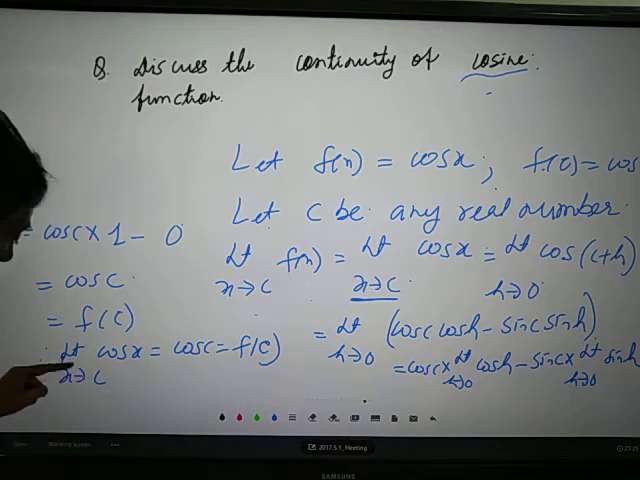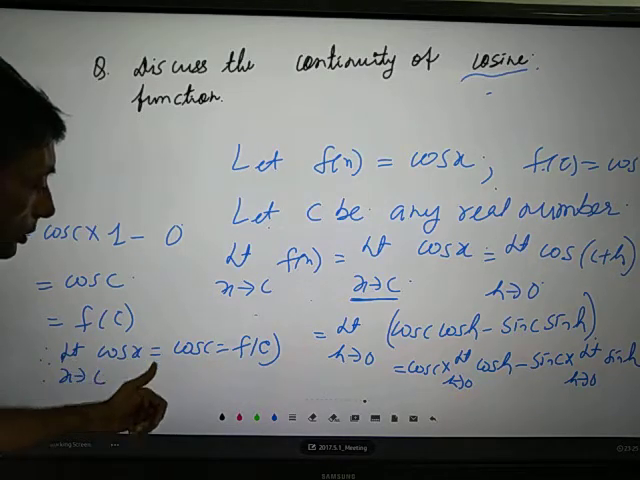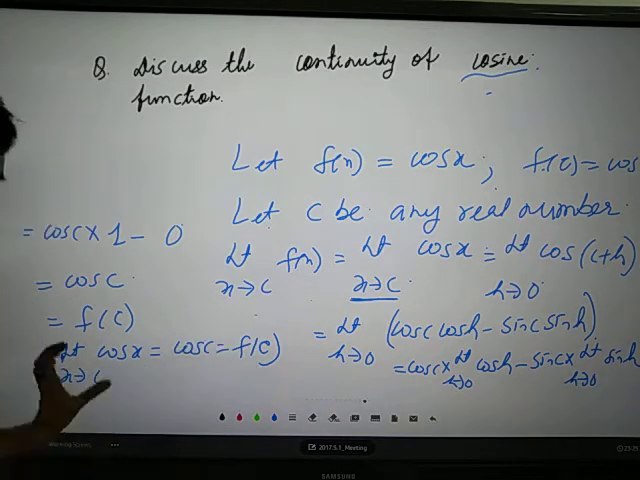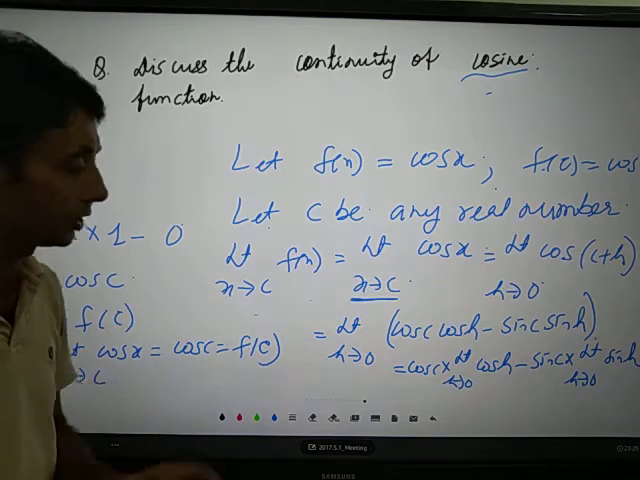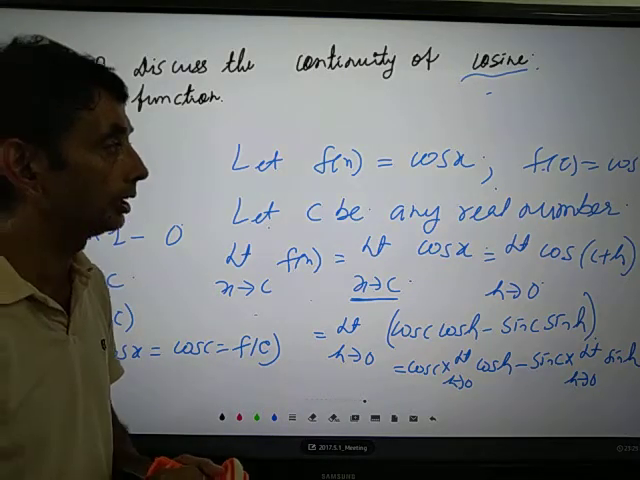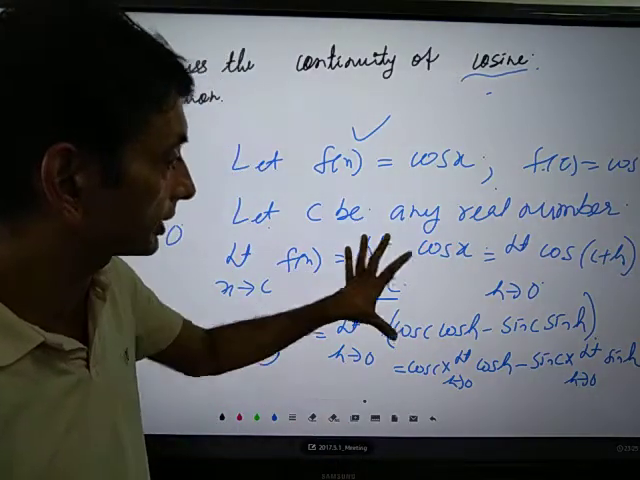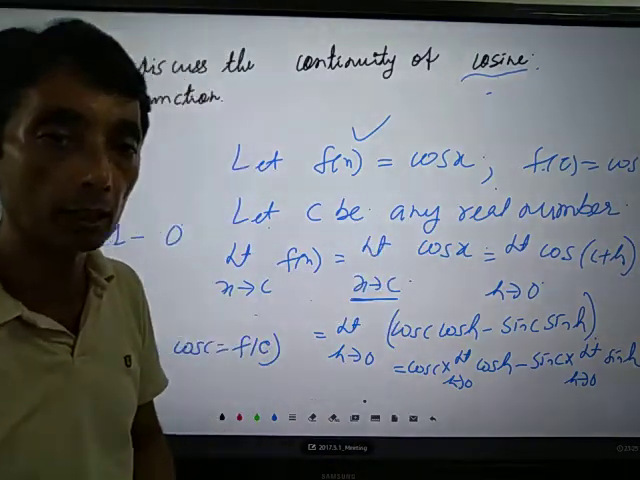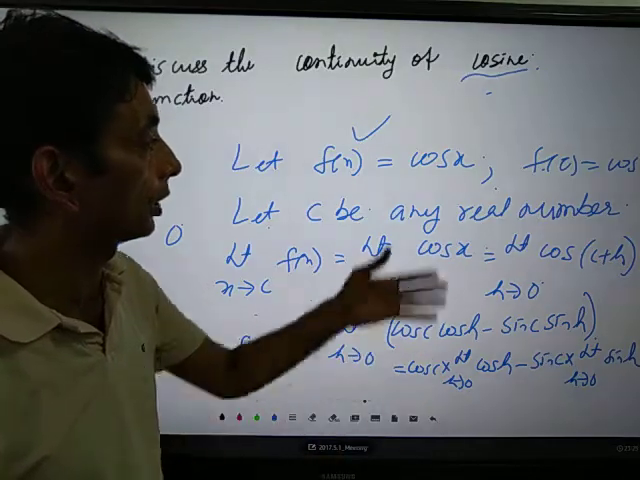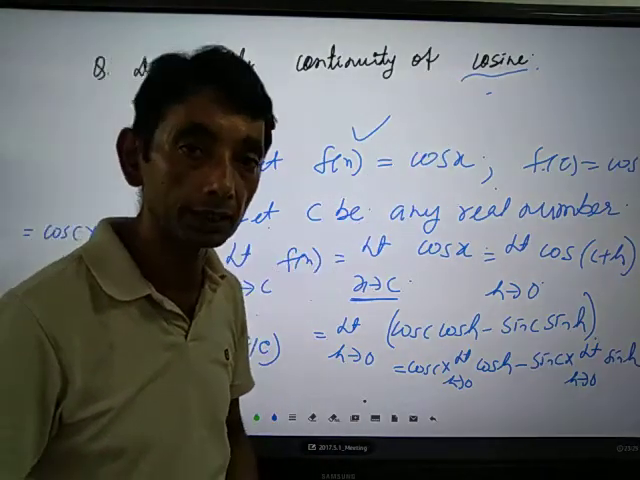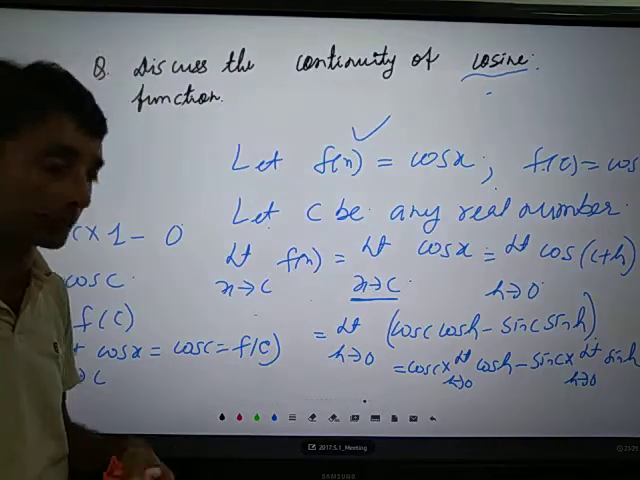So limit x approaches c, cos x is equal to f of c. That means the left limit, right limit, and functional value are all equal. Therefore, this cosine function cos x is a continuous function. This is a mathematical proof that the cosine function is continuous. Similarly, you can try for the other functions.